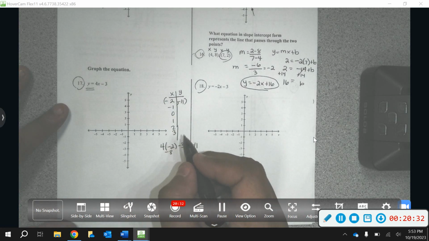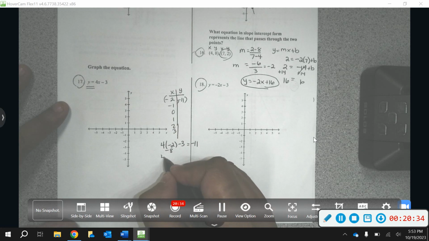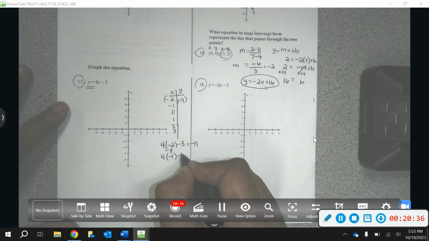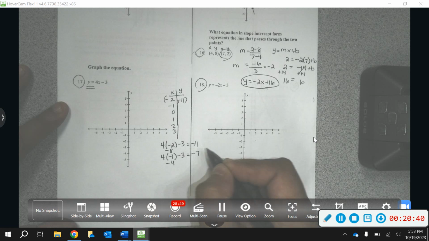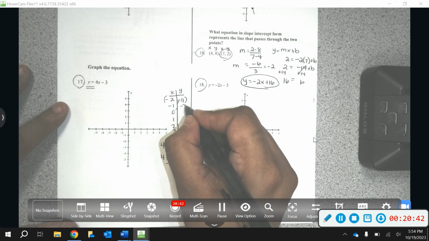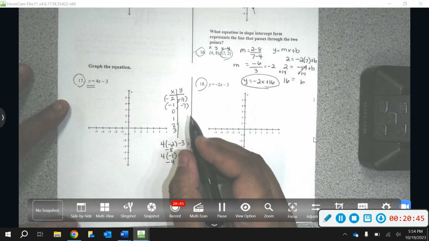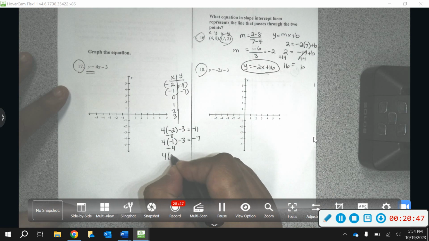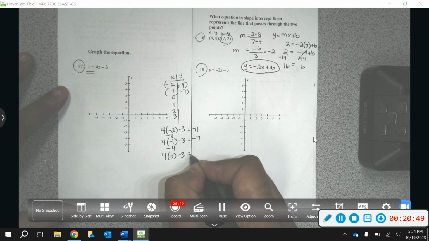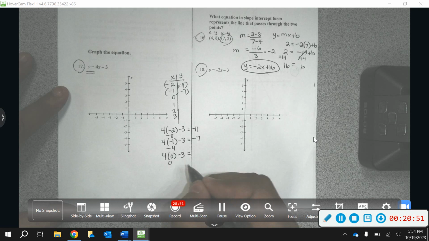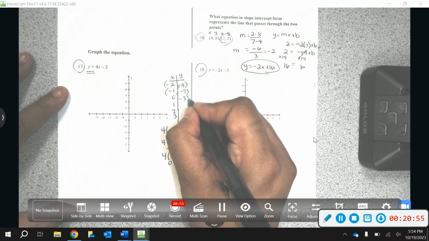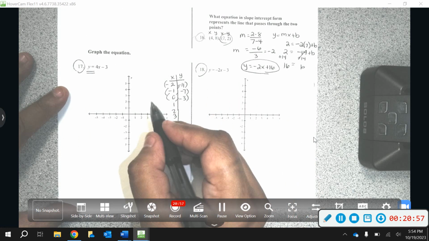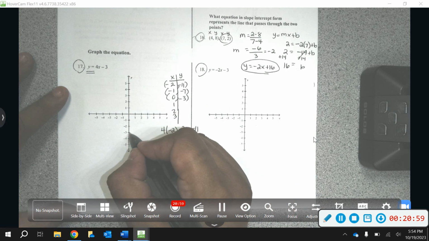So I'm not going to plot that one. Keep going. I have 4 times -1 minus 3. Well, 4 times -1 is -4, which gives me -7. I'm still out of range. Let's do 0 next. We got 4 times 0 minus 3. 4 times 0 is 0, and 0 minus 3 is -3. So the point I can graph now is 0, -3.